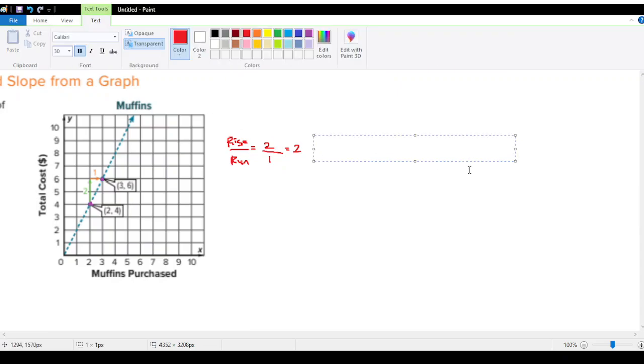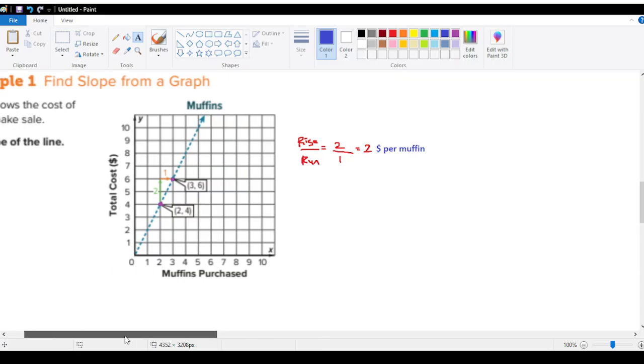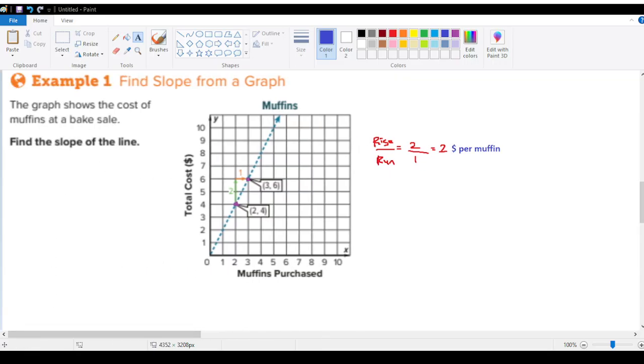Shamsa, can you tell me what is the unit here? Dollars per muffin. That's right. So this is our unit here, dollar per muffin. That means that this is the price of each muffin. Okay? Now like this. This is the unit. So we found the slope of this line, and it was $2 per muffin.